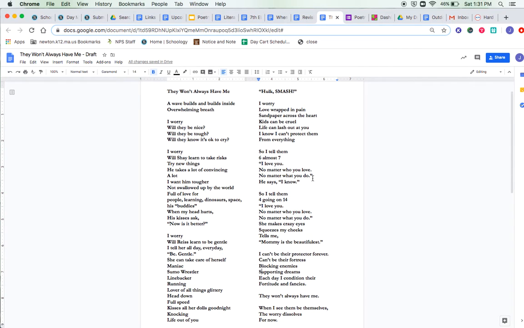So at this point, I've been working a lot on my poem. It's pretty close to being final. What I want to do here is find 2 or 3 spots where sensory language would make my line, and that image, that moment, that much more clear to the reader. The first thing that jumped out to me when I read through this just before recording is this line right here. His kisses ask, now is it better?